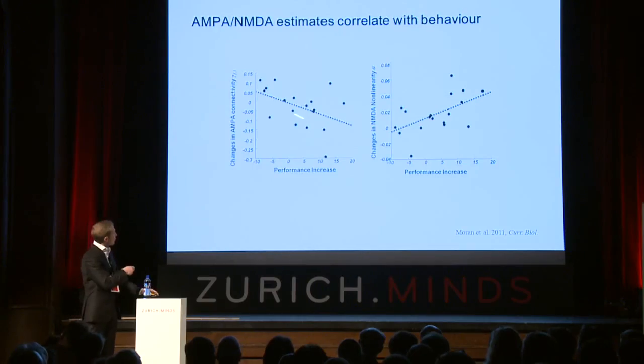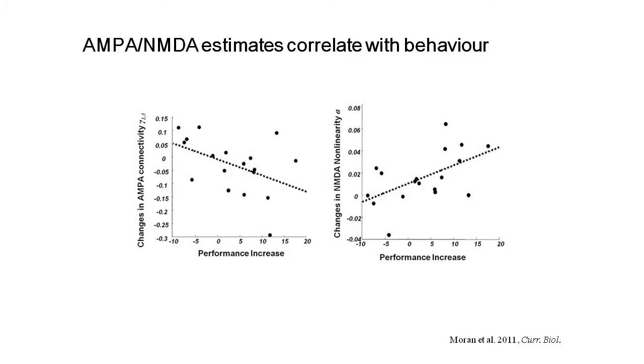And what is more, the changes in those ion channel conductances correlate with the behavior changes that are induced by the drug. So now we have a functional assay of the hidden processes at an ion channel level that predicts how subjects will respond to a drug in terms of performing a task. In this case, this was working memory.